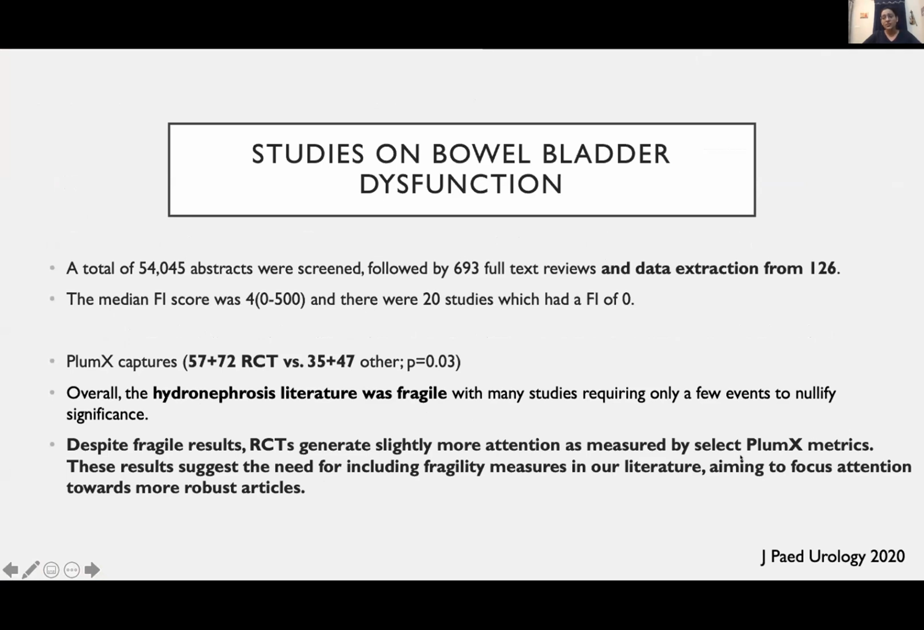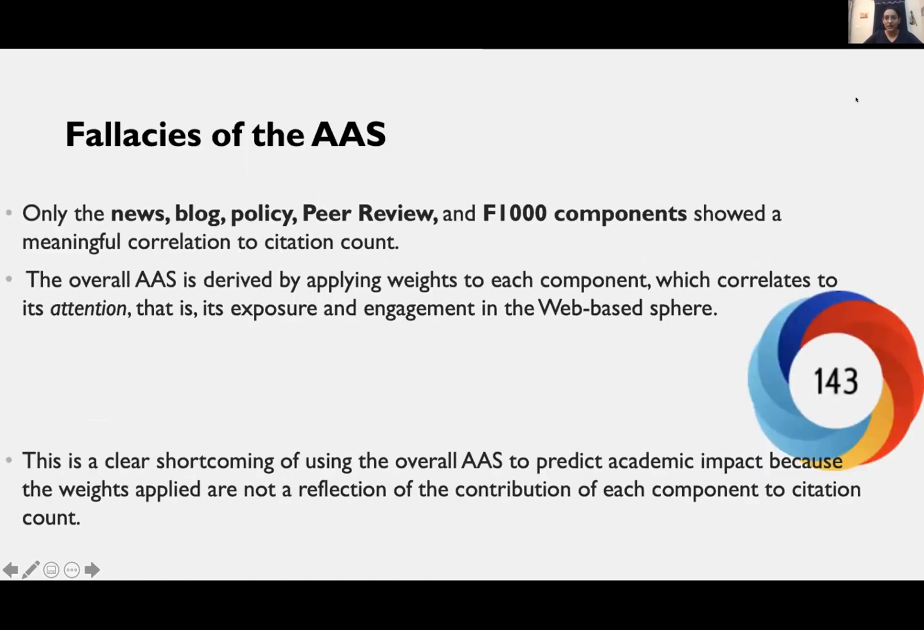So here they use Plum X metrics, and if it was an RCT, it had more attention, irrespective of the quality and irrespective of the fragility index. So it suggests that we should probably have more fragility measures in our literature and focus our attention towards more robust articles. So in short, these are the fallacies of the Altmetric attention score.